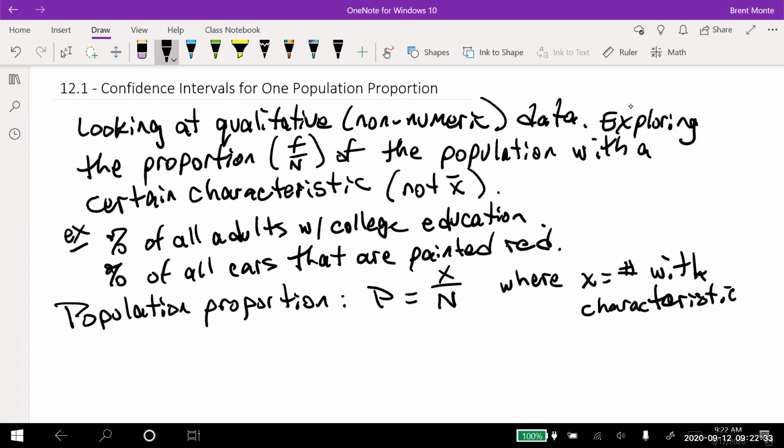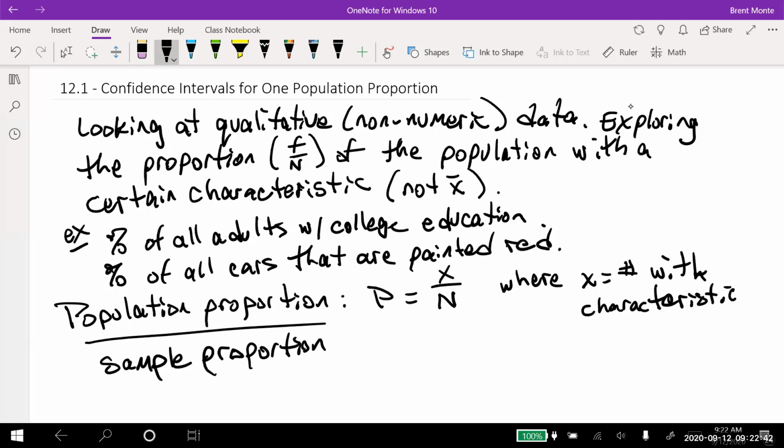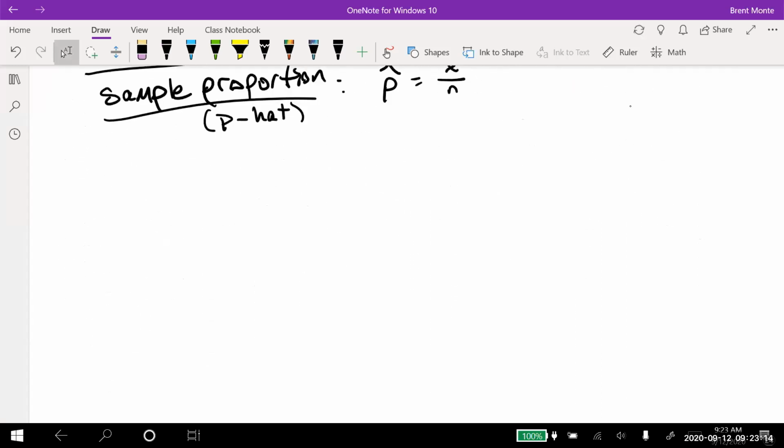Similarly, we can do the same thing for the sample proportion. We're going to use the P, but we put a little hat on it. They call it P hat. And that's just X over n. Again, X is the number with the characteristic, this time in the sample. We call that P hat. So those are the things that we're looking at. In this section, we're looking at population proportion confidence intervals.